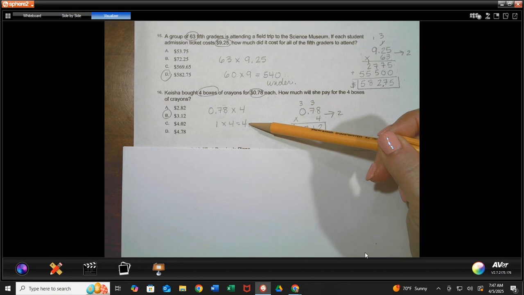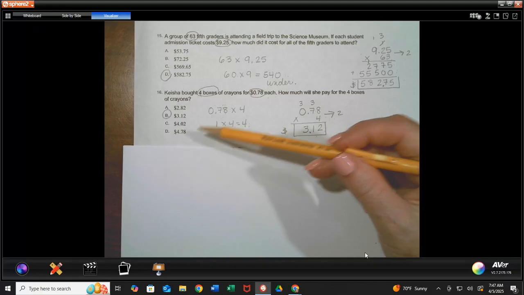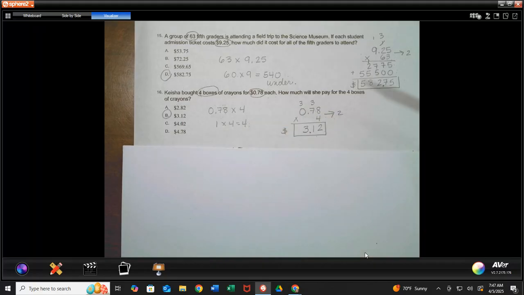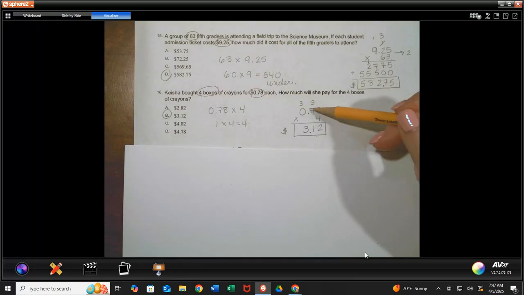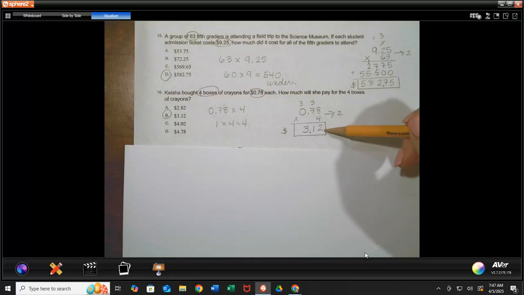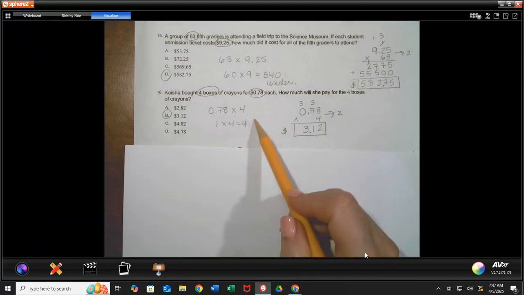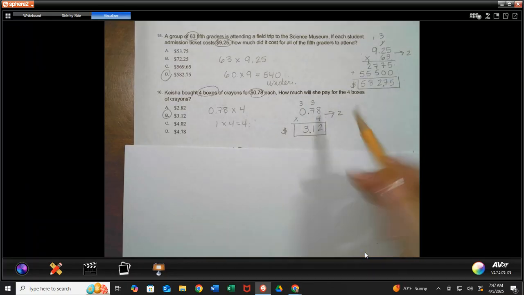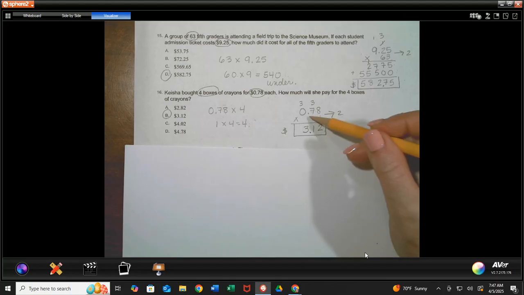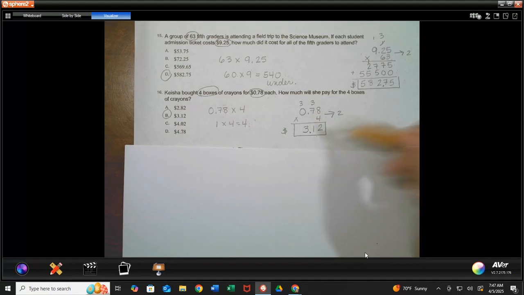overestimate of $4. So I can eliminate C and D from my answer bank if my estimate is an overestimate of $4. Now, multiplying 78 cents times 4, 78 times 4 was 312. I can either use my overestimate to place the decimal point, or I can use the decimal rule. I have two decimal digits in my factors, so I need 2 digits behind the decimal point in my answer, and I get B, $3.12. Number 17.